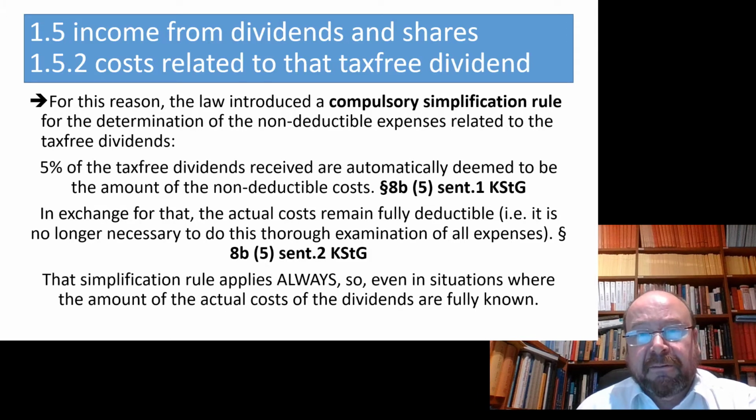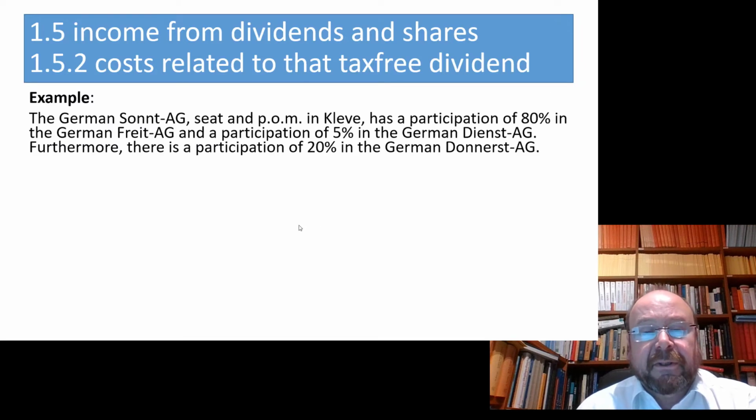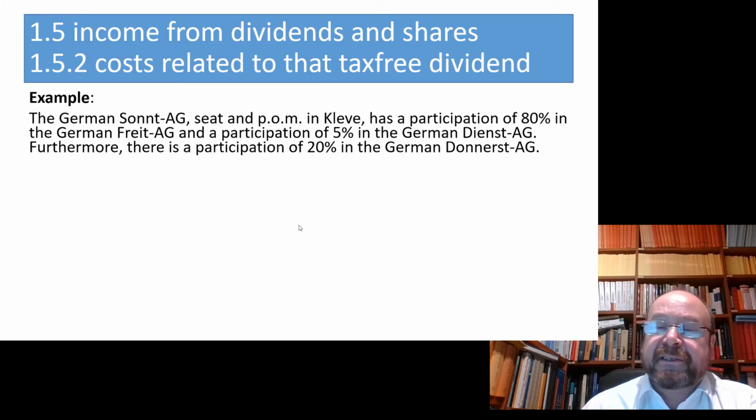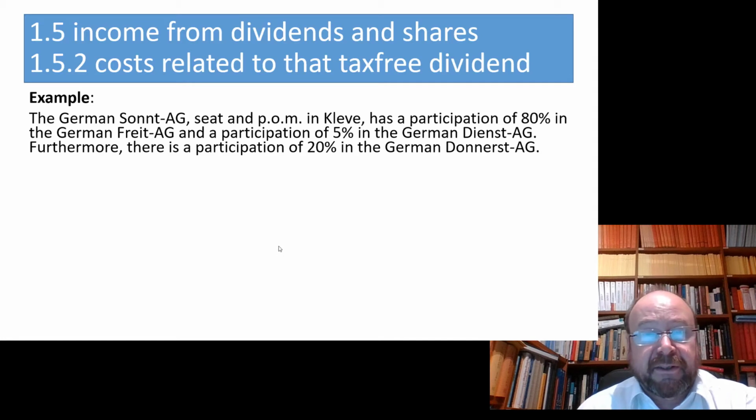So even when you don't want to apply it, or even when you don't know of actual costs, the 5% rule always applies. So let's think about an example. We have a German Sond AG, seat and place of management in Kleve, and the Sond AG has a participation of 80% in the Freit AG and a participation of only 5% in the Dienst AG. Furthermore, there is also a participation of 20% in the Donnerst AG.